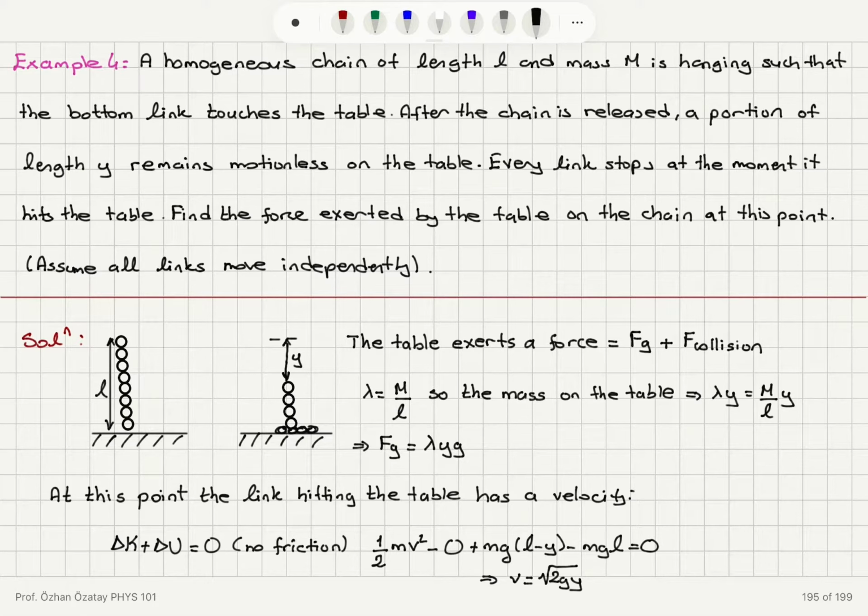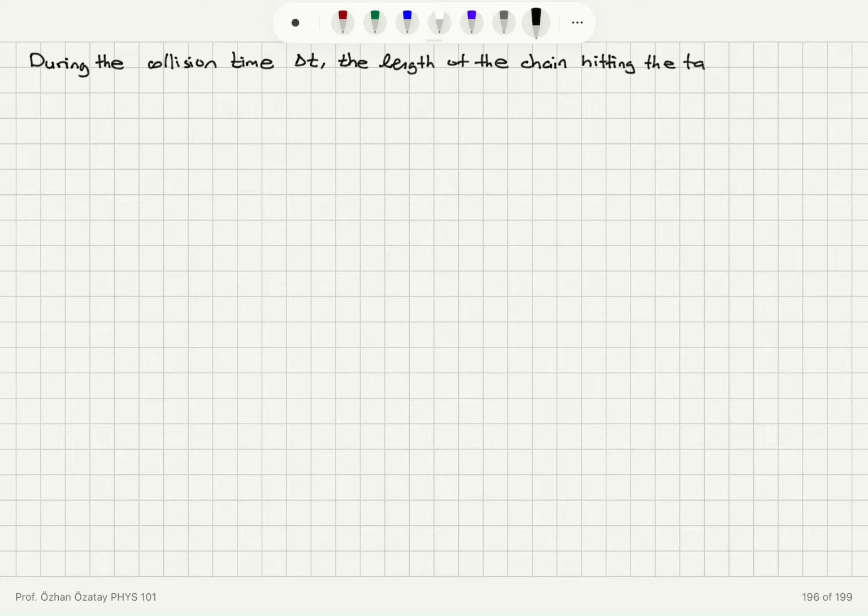Now, during the collision time delta t, the length of the chain hitting the table will be given by delta x, which is v times delta t.